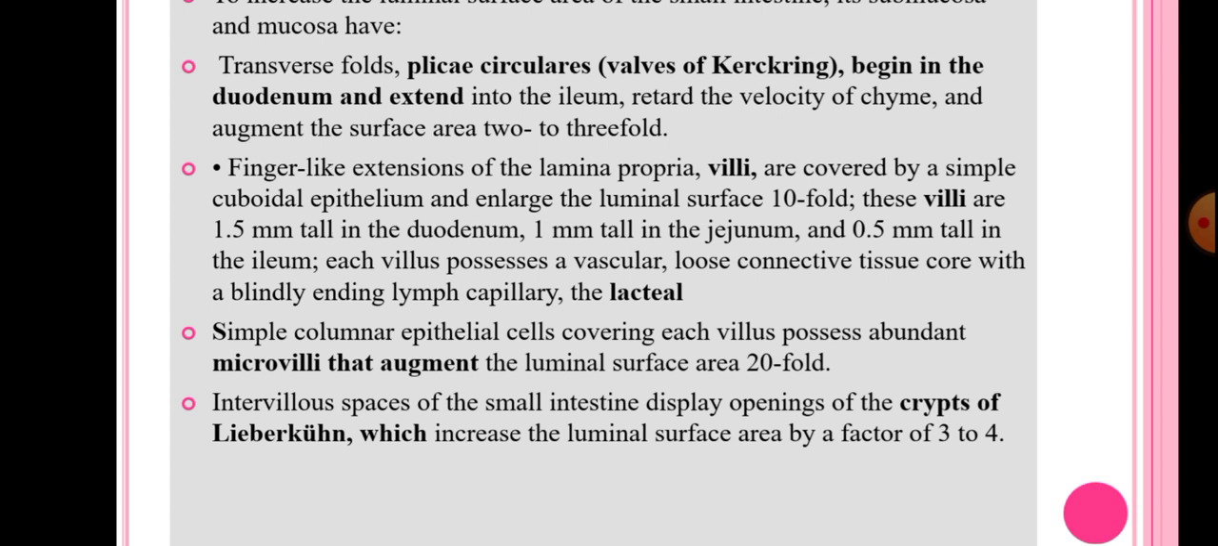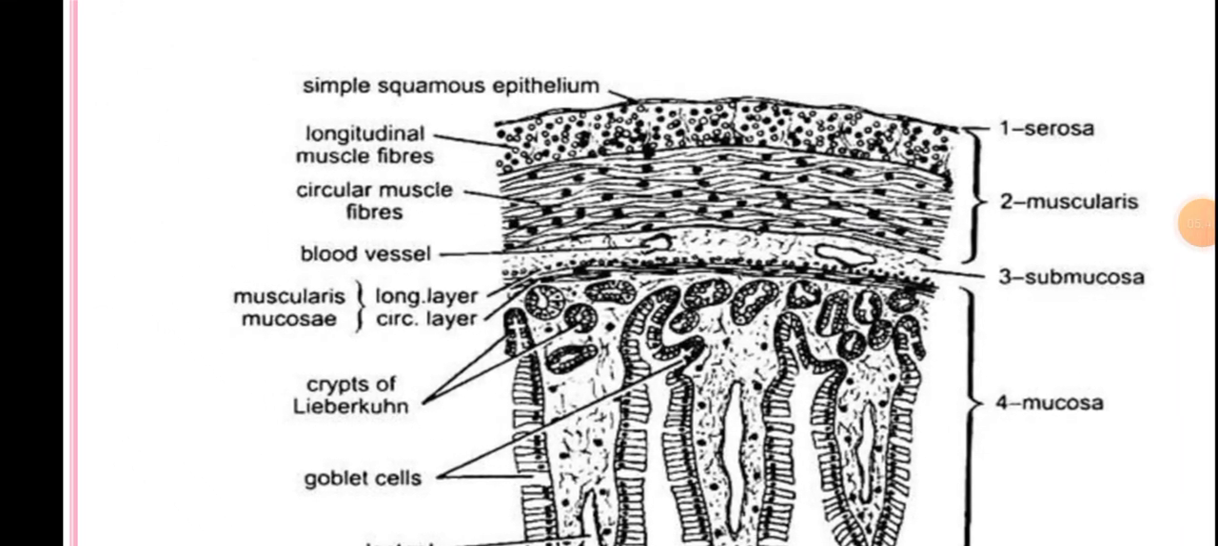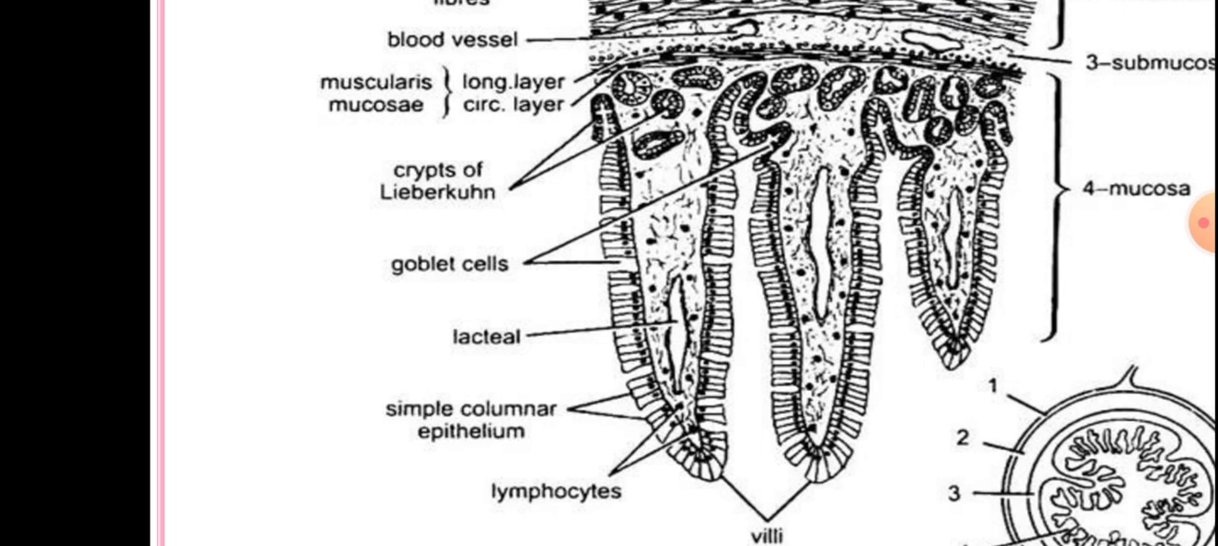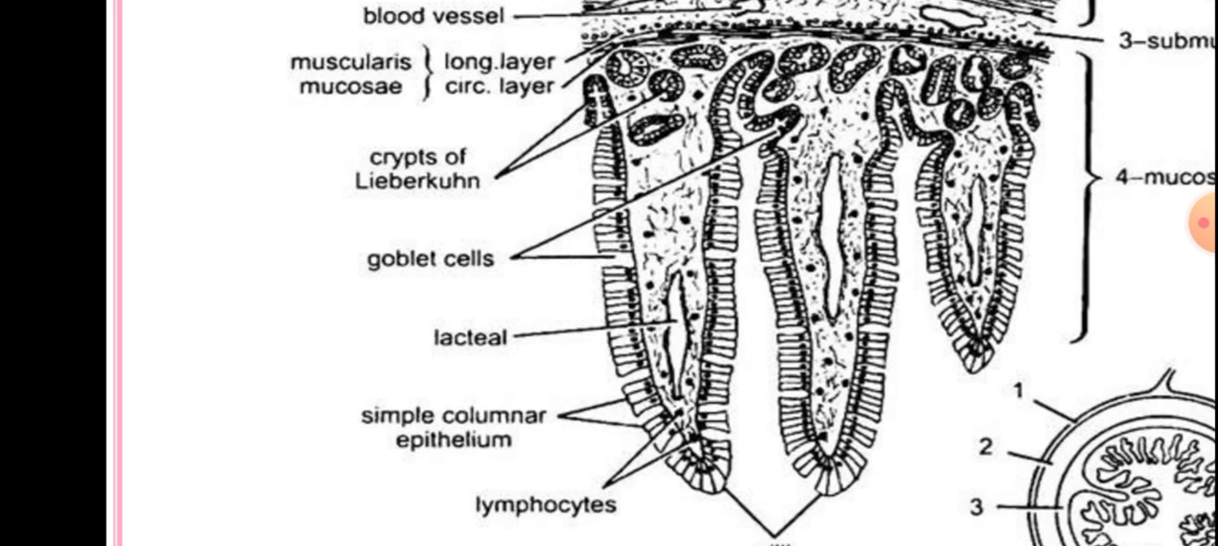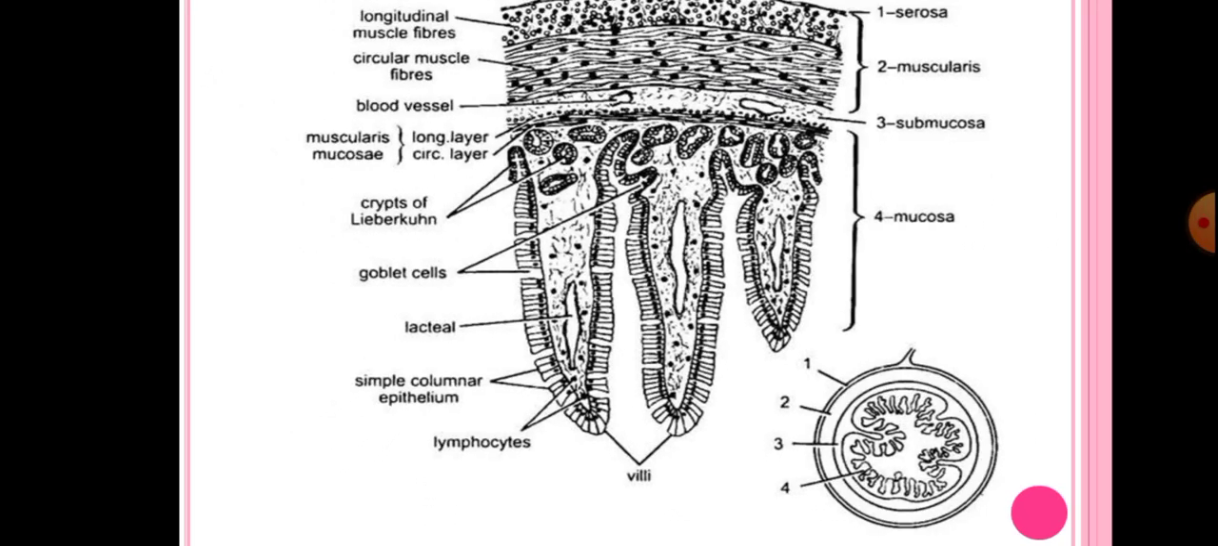Further, the epithelial lining cells also have small finger-like projections, which are called microvilli, which increase the area by 20 folds. The spaces between two villi, the depressions, are called crypts of Lieberkühn. So as you can see here, these are the villi, which are finger-like projections, and the spaces or depressions between two adjacent villi are called crypts of Lieberkühn, and there are columnar cells which have the brush border.